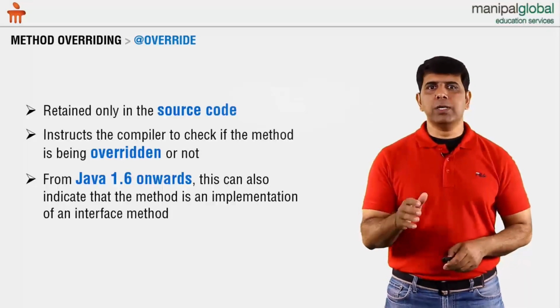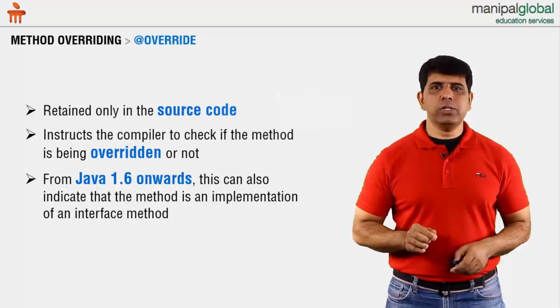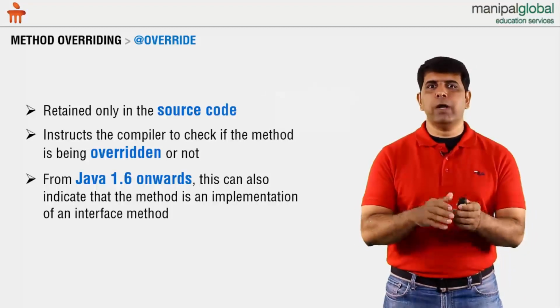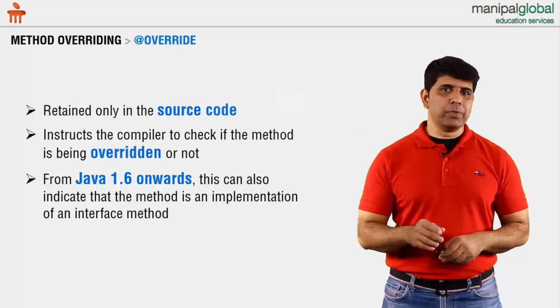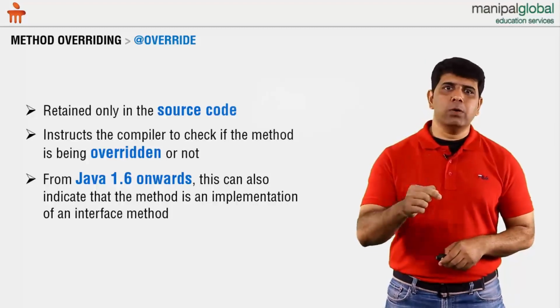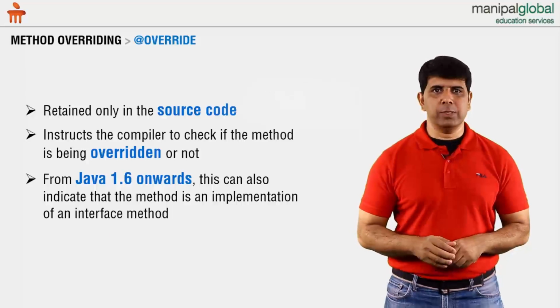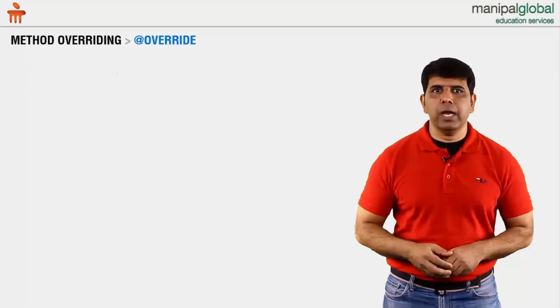Now from Java 1.6 onwards, this annotation can be used even for an implementation of an interface method. In 1.5, it's applicable only for a superclass-subclass relationship. Now let's take a look at an example.